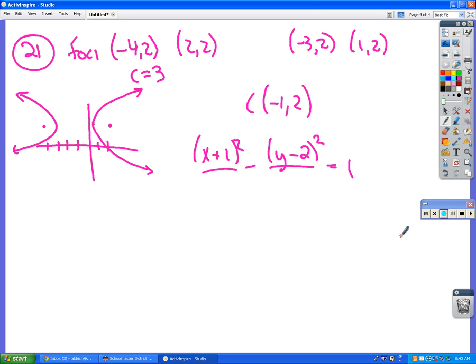What else does this tell you? Yeah, A is what? Right, half the transverse axis, so from -3 to 1 is a total distance of 4, so that means A is 2. So that means this is going to be 4. B is the square root of 5, so b squared will be 5.